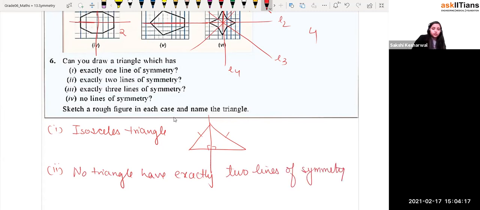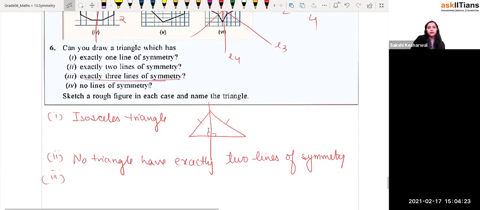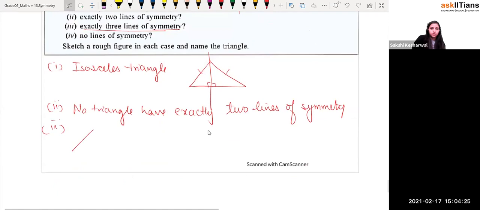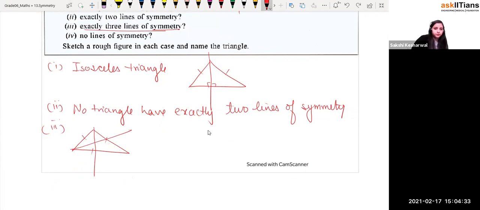Now coming to the third part, it says exactly three lines of symmetry. We know that exactly three lines of symmetry are had by what, beta? An equilateral triangle, right? In an equilateral triangle all sides are equal like this. So this and this. So this will be an equilateral triangle, right?